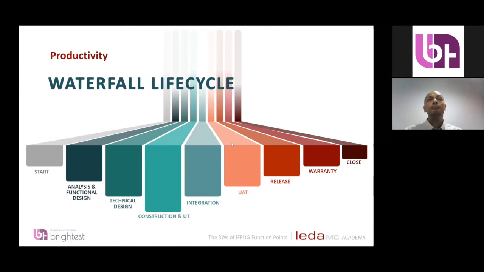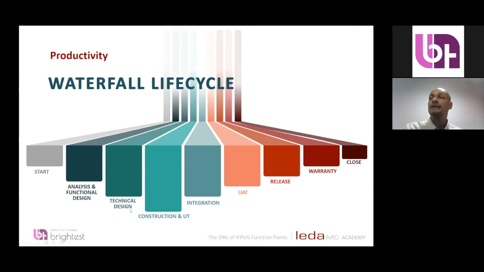And also we can talk about different productivities depending on what we're interested in controlling and improving. We can talk about an end-to-end productivity. That means having all the phases that we have in the life cycle. For waterfall, we have analysis, technical design, construction and unit testing, integration, UAT, release, warranty. So if we're talking about the end-to-end productivity, we're going to say, okay, for each function point, you're going to use, let's say, 10 hours. And those 10 hours are going to be split between the different phases.